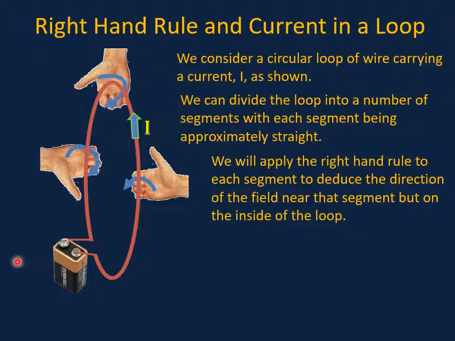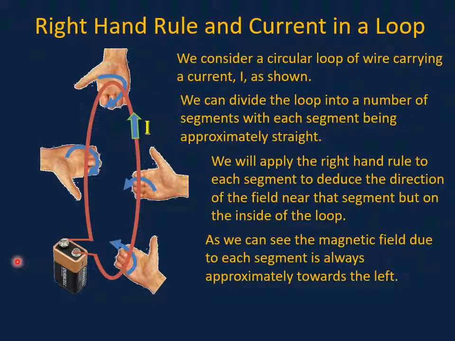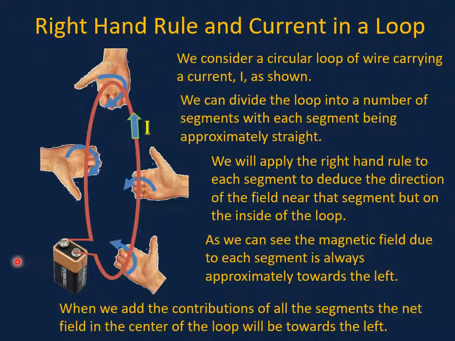And we can take this process to the other two positions, and you will see that the magnetic field is always pointing towards the left on the inside of the loop. As we can see, all of these magnetic fields from the four parts, and of course the other segments of the loop which we didn't consider, would all add up on the inside to produce a net magnetic field shown by the red arrow here, and that would be pointed towards the left in the center of the loop.